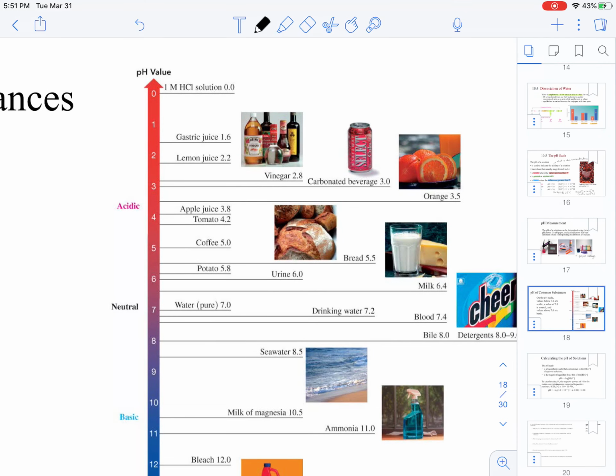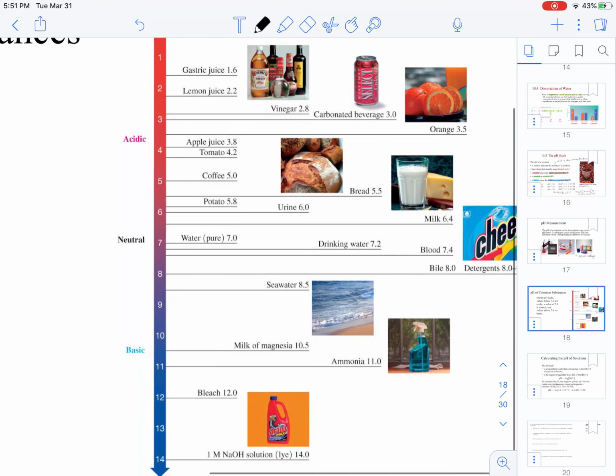Lemon juice is acidic, soda is acidic, oranges are acidic, milk is a little bit on the acidic side, pure water is neutral, seawater is actually a little bit basic. Ammonia, which can be found in products like Windex, tends to be basic, and even bleach, as you can see, has a basic pH.